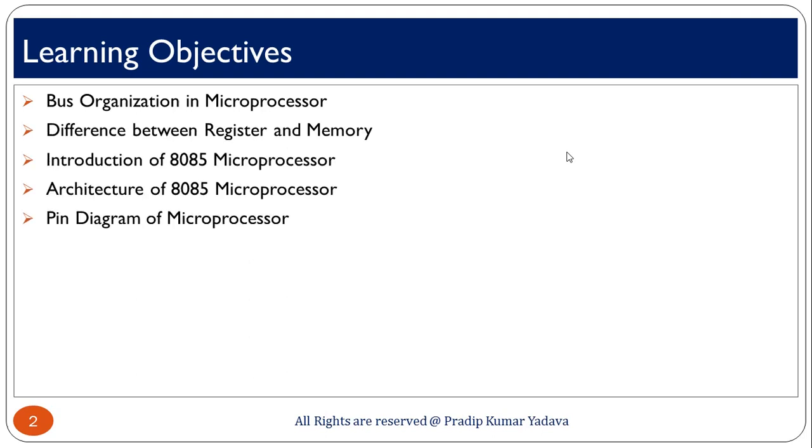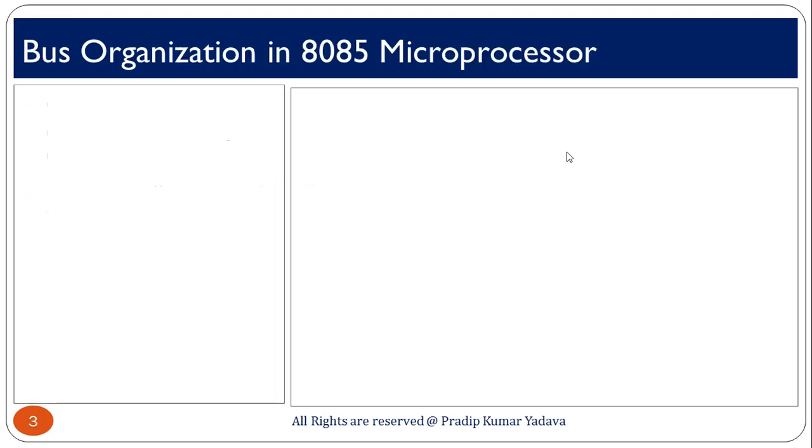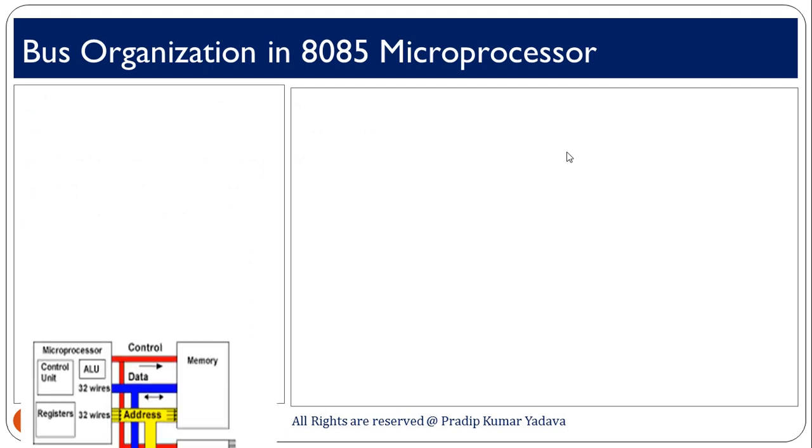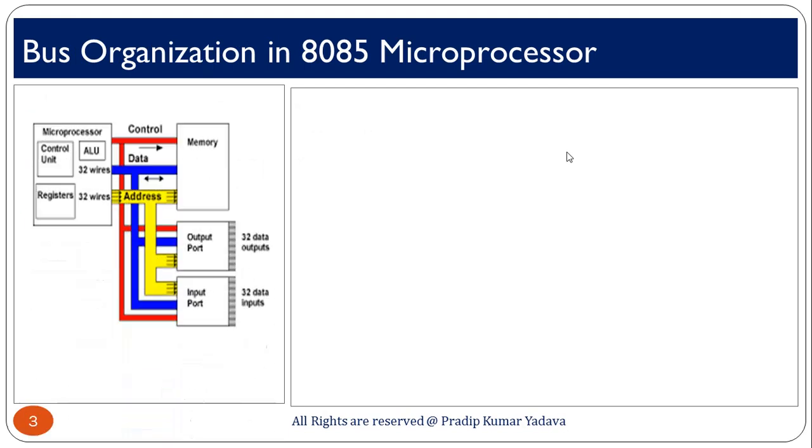Now, as we know, there are mainly three buses used in microprocessor: control bus, data bus, and address bus. In this picture, this is a pictorial diagram of 8085 microprocessor and how buses are connected to the microprocessor and the input output device, or you can say output or input port.